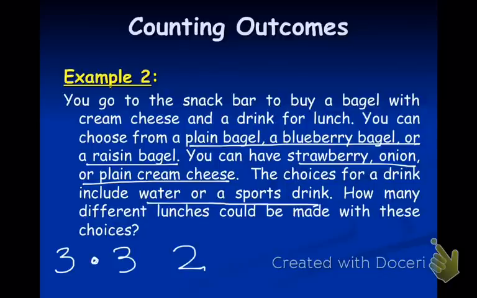All we have to do is multiply. From the 3 bagel choices, we can choose 3 cream cheese choices, which then allows us to choose 2 drink choices. So 3 times 3 is 9, and 9 times 2 is 18 combinations. So there are a total of 18 lunches that we can make with these choices. Let's move on to the next one.